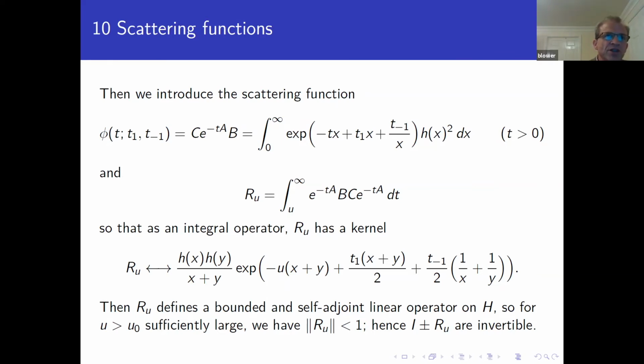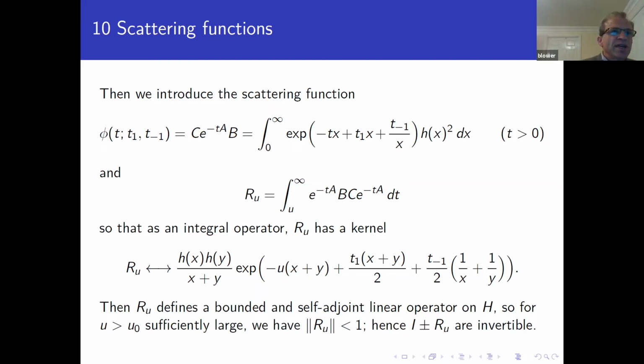You take BC, then you multiply against the semi-groups, you integrate, and this has the form of kernel that you'd hope for in a Howland operator. The first bit's obvious, h of x, h of y divided by x plus y, and then the exponential factors have been so chosen that we end up with an expression x plus y, another one x plus y, and then 1 over x plus 1 over y. So these are allowed within the construction of Howland operators.